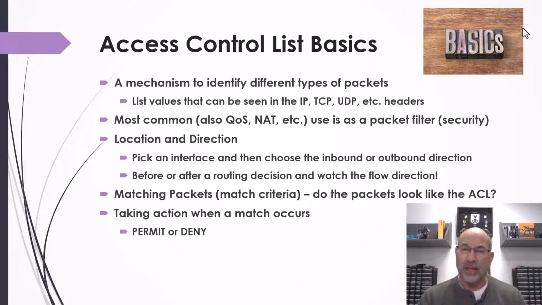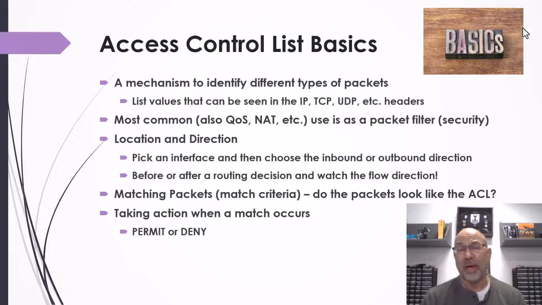Well, access control lists, because they're just identifying packets, can be used in a whole bunch of other places as well. So two other common places that we use them are quality of service provisioning, if you want to write a policy on a router, or network address translation.